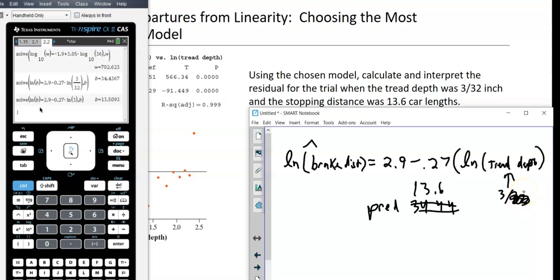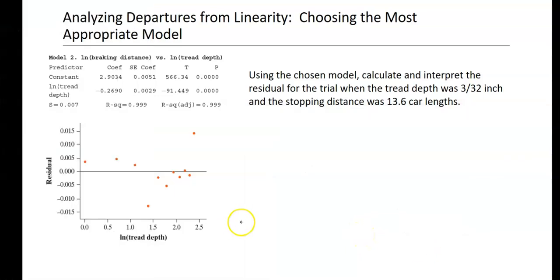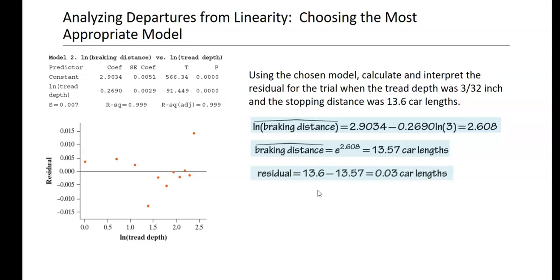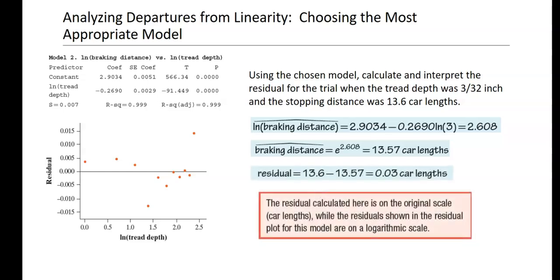And so we get 13.5. So minus 13.5 is 0.1 approximately, and it's positive. So that's a positive residual there. And so they get 13.57. We got slightly different.